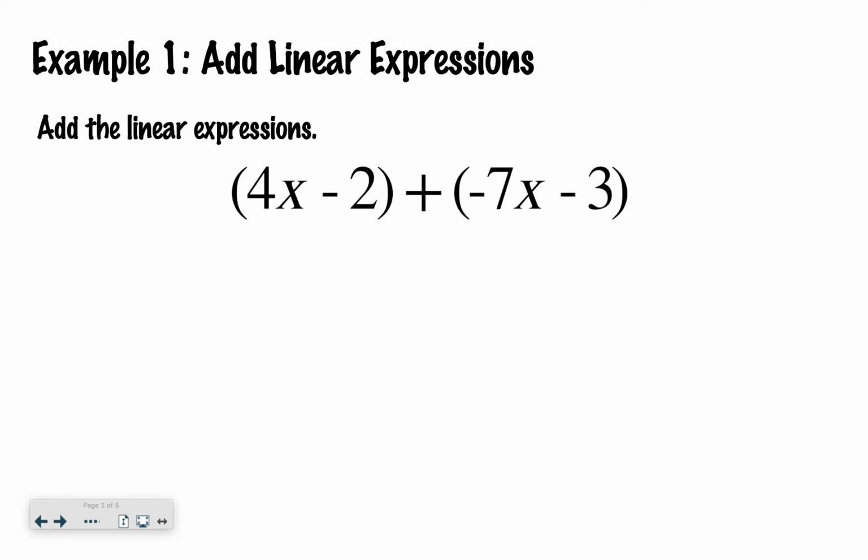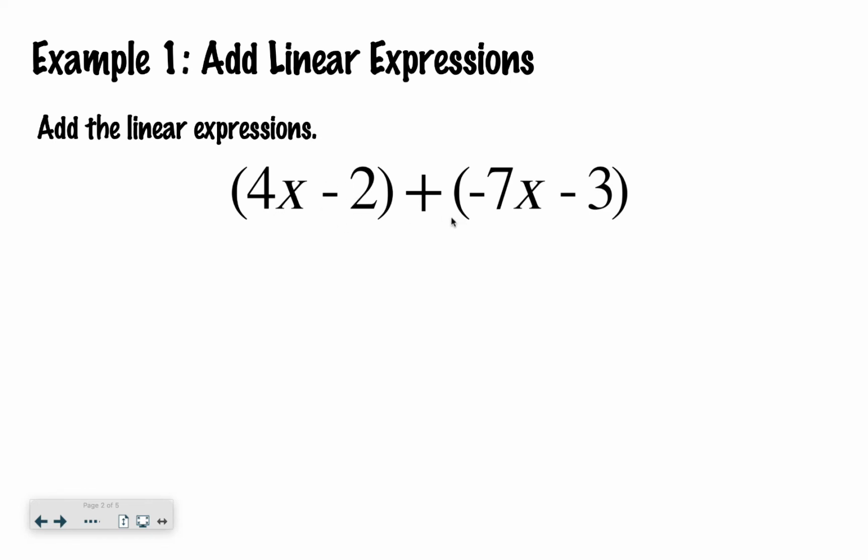So we want to add these two linear expressions together. A linear expression is like each of these parentheses is an example of a linear expression, okay? An expression means it doesn't have an equal sign, and an expression usually has a variable and then a number that doesn't have a variable with it. So in this case, we have a number with a variable, and a number without a variable.